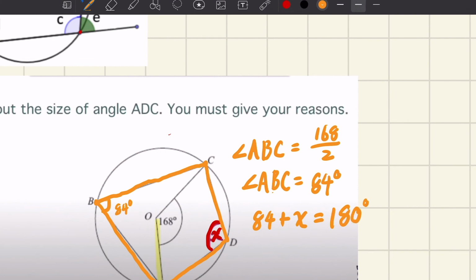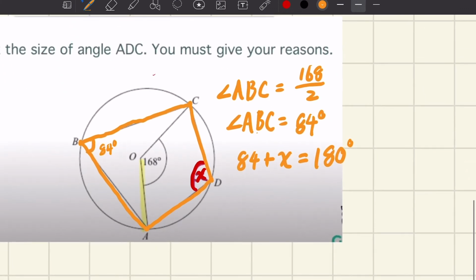And now we just need to solve the equation. So first we minus 84 from both sides, and x is equal to 96 degrees.